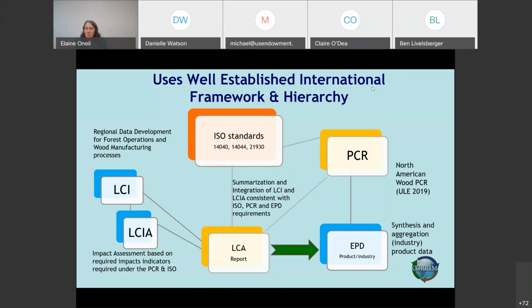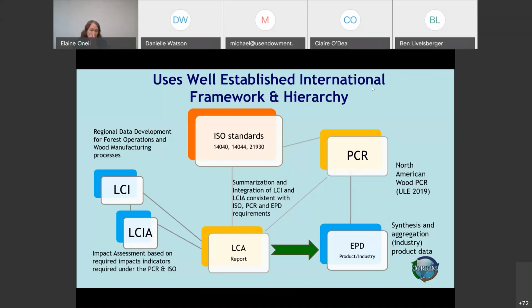Since the beginning, we have looked at this and said, what sort of processes and procedures should we follow? And we have always opted to use ISO standards. The dominant ones are 14040, 14044, and recently 21930. What these standards do is they set out clear guidelines for doing a life cycle inventory, LCI, a life cycle impact assessment, LCIA, and which feed into that life cycle report.